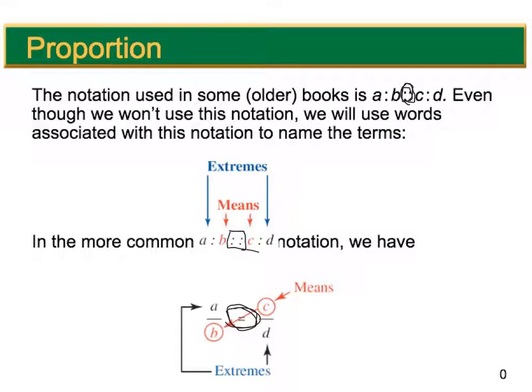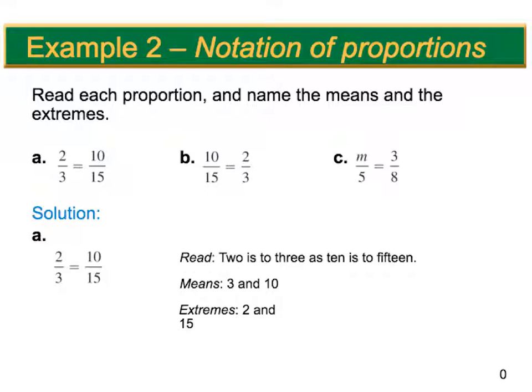And these on the outside are called extremes, and the ones on the inside are called means. And when you put them together, this is a ratio, this is another ratio, and when I put them together with the equal sign between them, that is what makes it a proportion. Here's an example of two ratios put together to form a proportion.